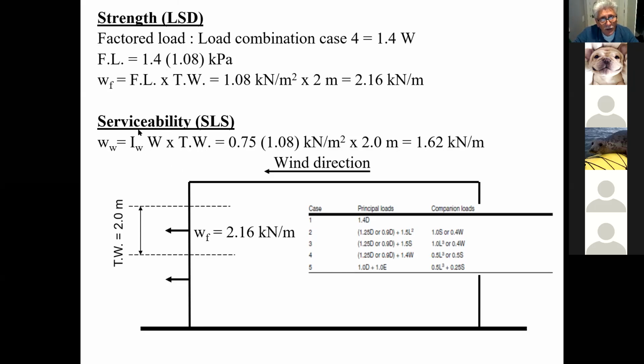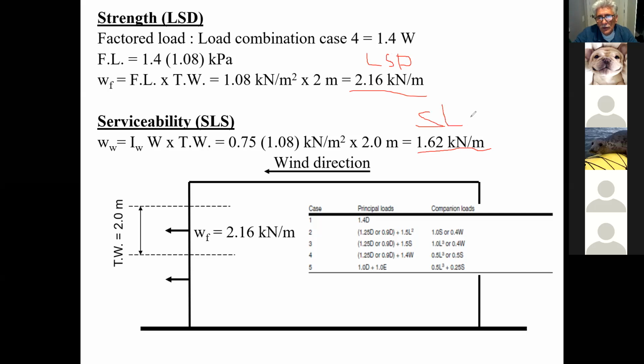I take my importance factor. That's the only variable that changes. And multiply by my tributary width. And therefore, for serviceability, this is the uniformly distributed load that I will be using to calculate deflection. This is for strength. This is limit states design. And this is for serviceability.